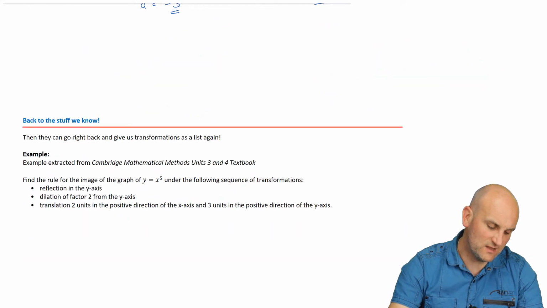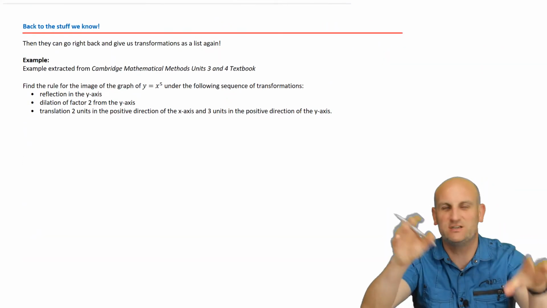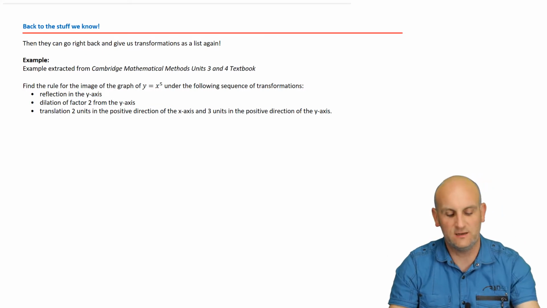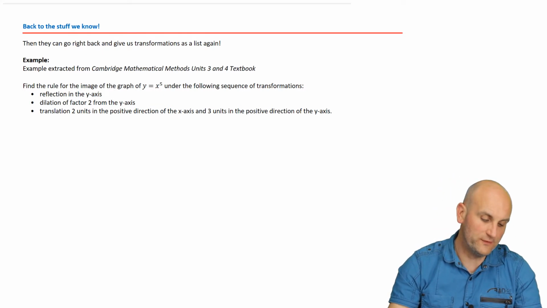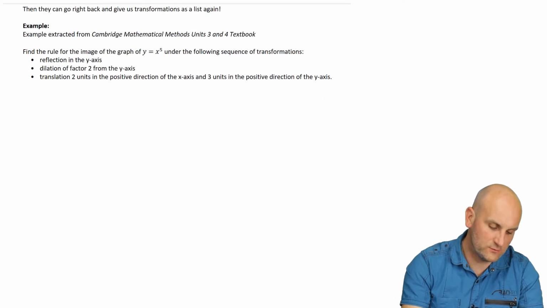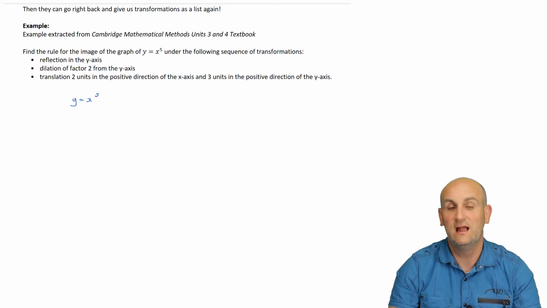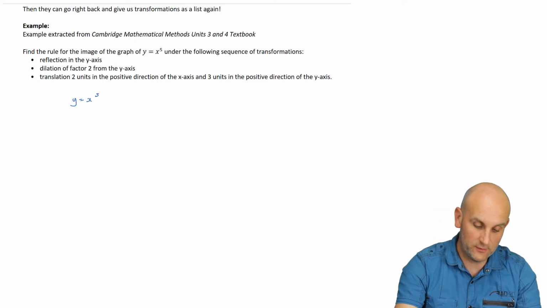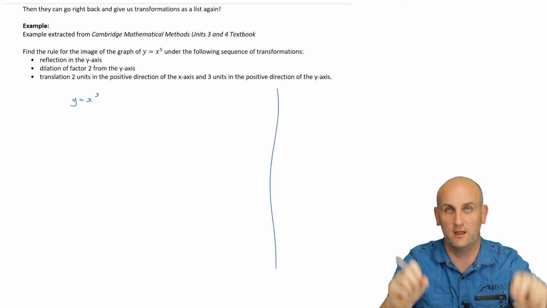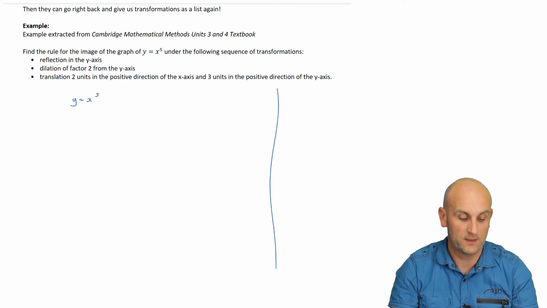And then back to the stuff we know. Again, see how we keep changing directions. Again, extracted from the Cambridge Mathematical Methods, Units 3 and 4 textbook. Find the rule for the image of the graph y equals x to the power of 5 under the following sequences of transformations. And there are 2 ways of being able to do it. There is using the shortcuts, which have come up in my previous video.